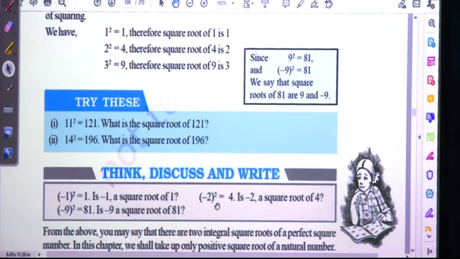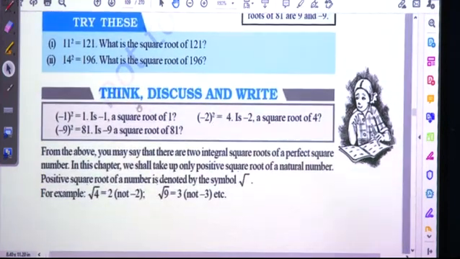Proceeding further, here some material is given for thinking, discussing and writing. You can do that.